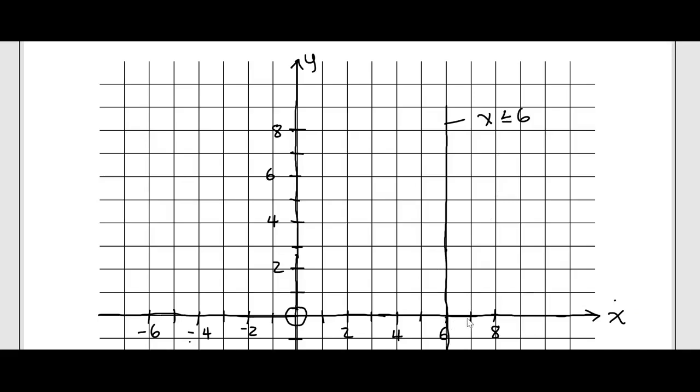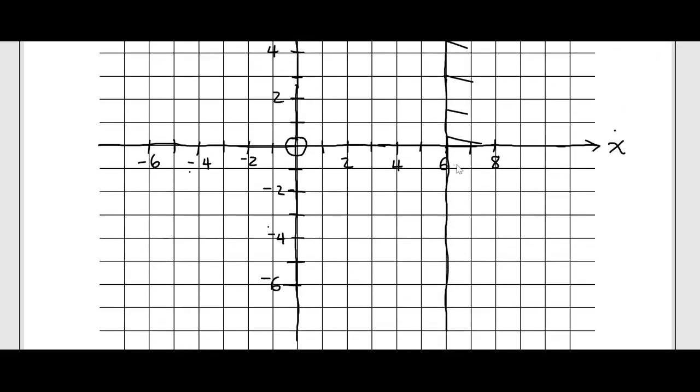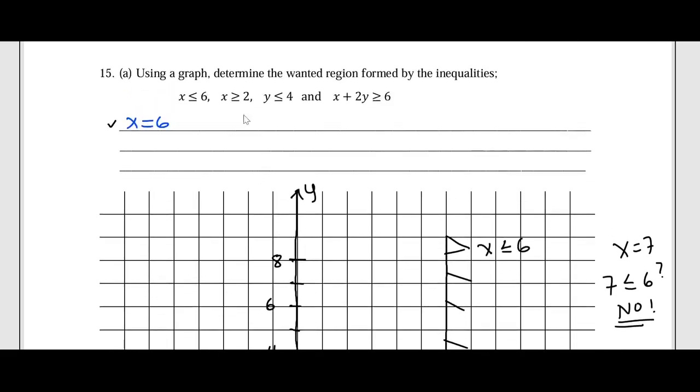So if x is 7, then is 7 less than or equal to 6? This is no, right? 7 is not less than or equal to 6. 7 is more than 6. So this region is unwanted because it does not satisfy the inequality. So you shade it out like this. You can shade it as long as you want. This part is unwanted because it does not satisfy the inequality given. We have shaded that. Then we go to the next line.